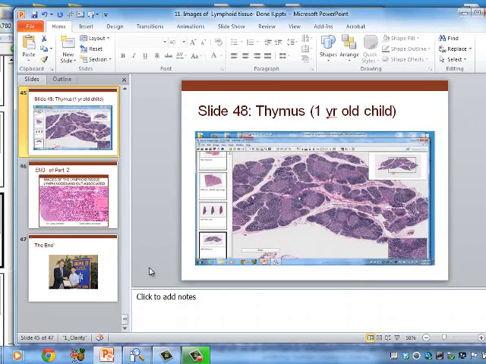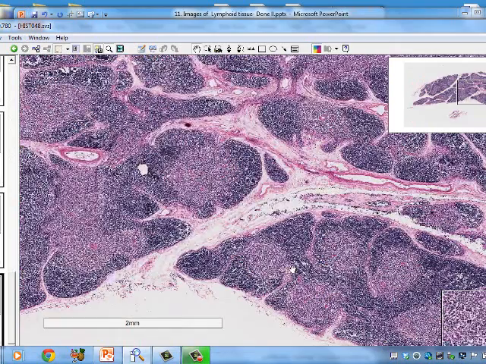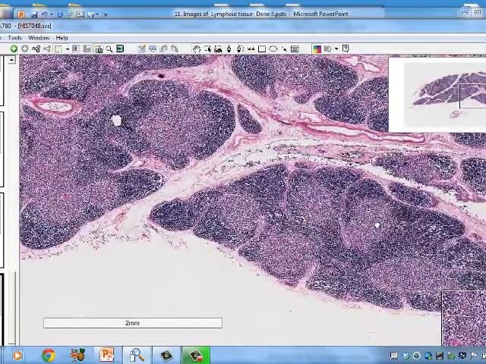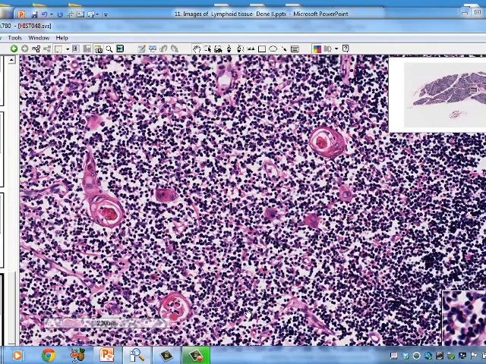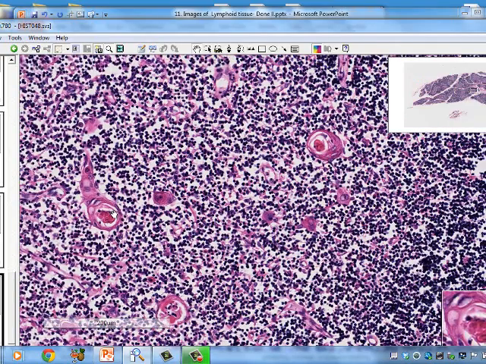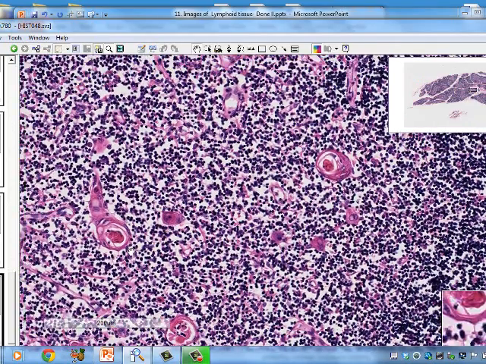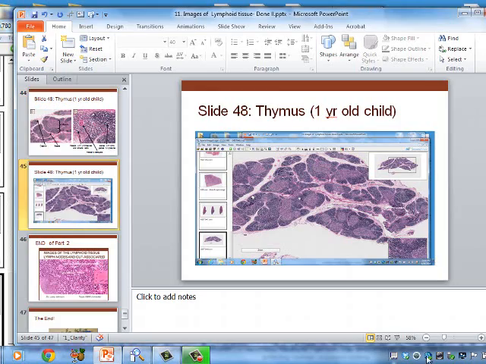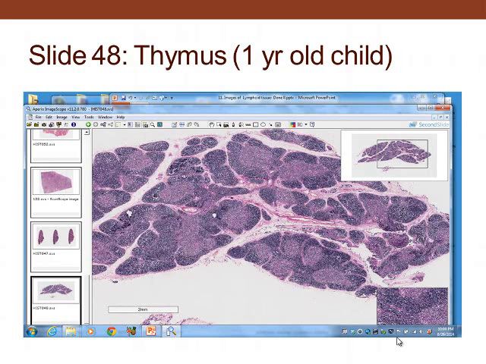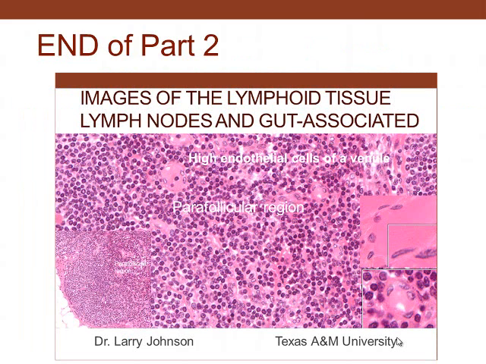And we take a look at 48. We can see the different lobes, germinal centers. I have the capsule that they have. You can see the reticular structures in the cortex. So that pretty much brings us to the end of images of lymphoidal tissue, lymph nodes, and gut-associated lymphatics. Thank you.